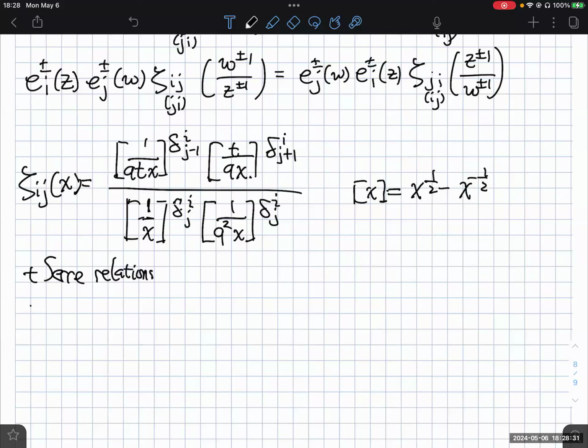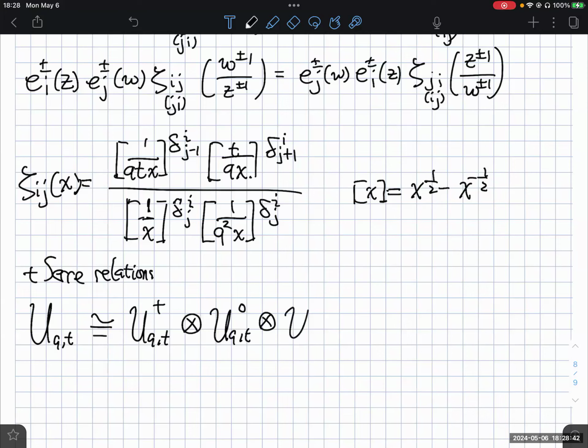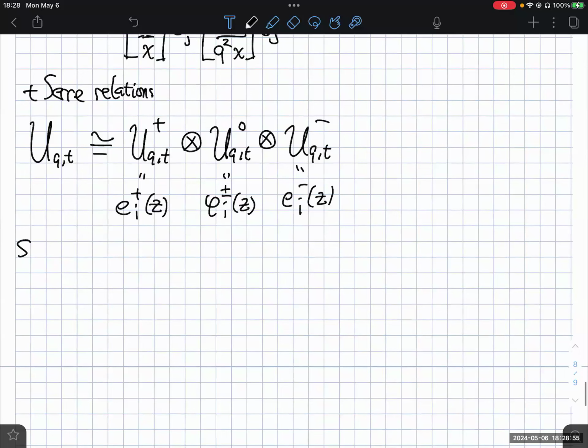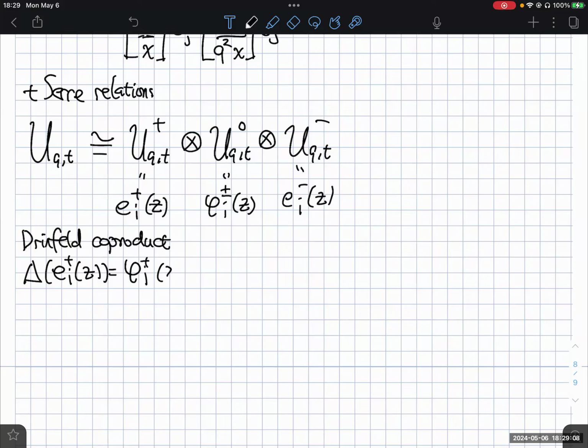And usually I prefer to write it as just UQT, with the following triangular decomposition: the positive, the neutral, and the negative ones. The positive ones stand for the E plus currents, the neutral ones stand for the E plus-minus currents, and this stands for the E minus currents, with the standard coproduct, the Drinfeld coproduct. I just wrote one of them.